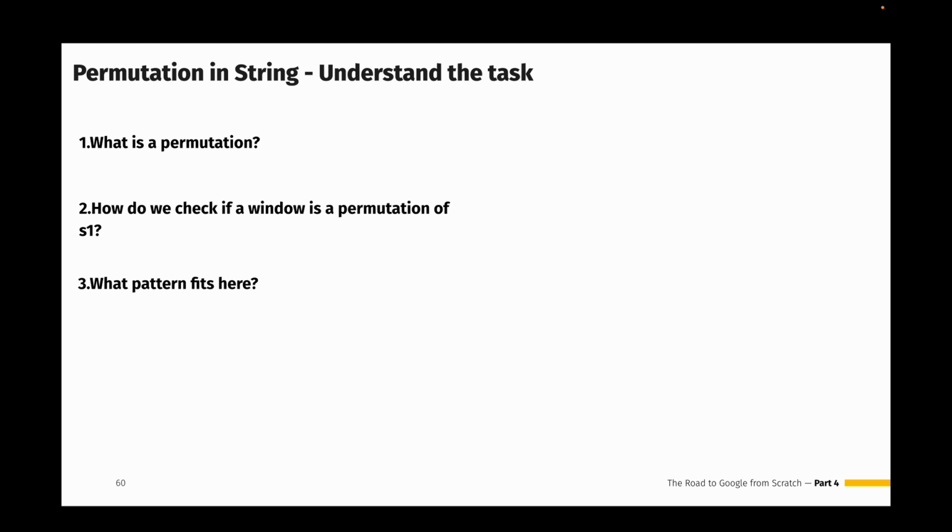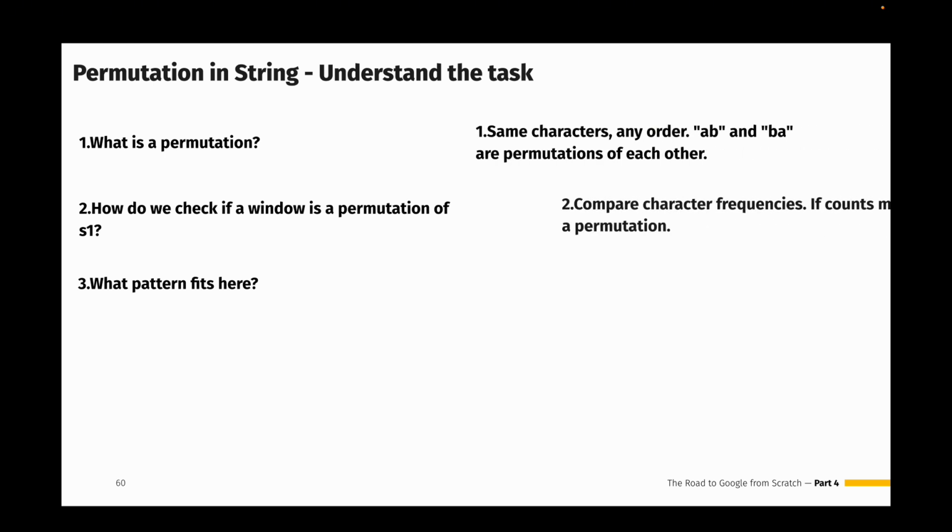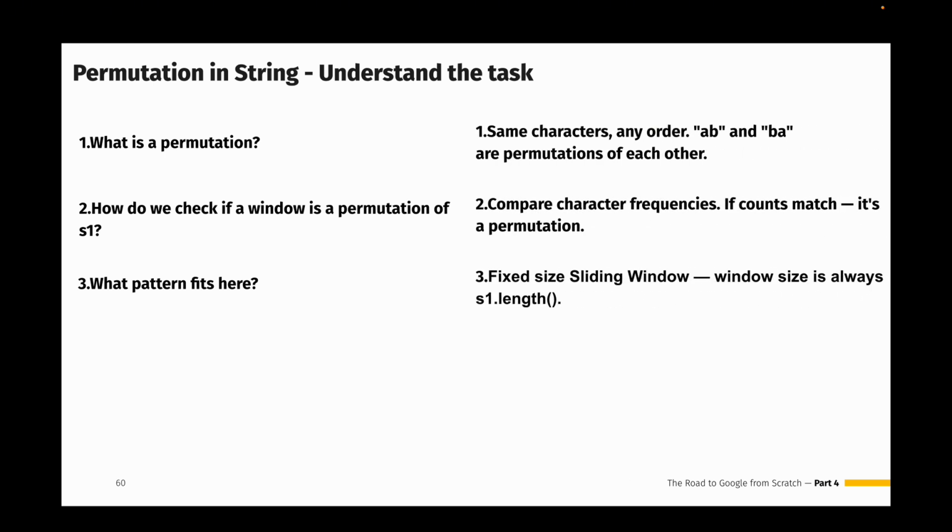So what is a permutation? The same characters in any order. So for example, ab and ba are permutations of each other. And how do we check if a window is a permutation of s1? We compare characters' frequencies. If counts match, it's a permutation.